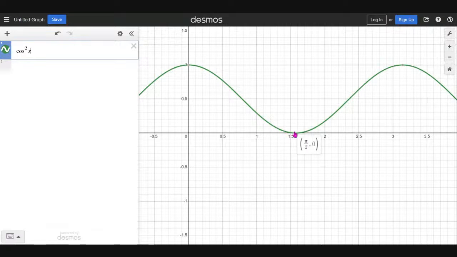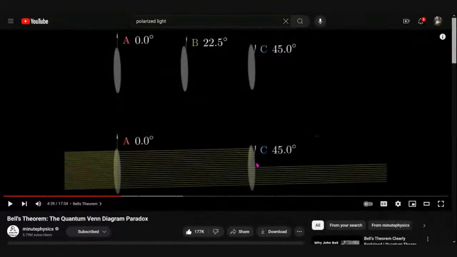This graph describes exactly. You have to preserve this graph. This graph is the input for C. You cannot just say C at 45 degrees is some number of those passing through A that get blocked at C. No. You cannot say that. You absolutely cannot say that. Because there is a distribution. The distribution here is cosine squared x.